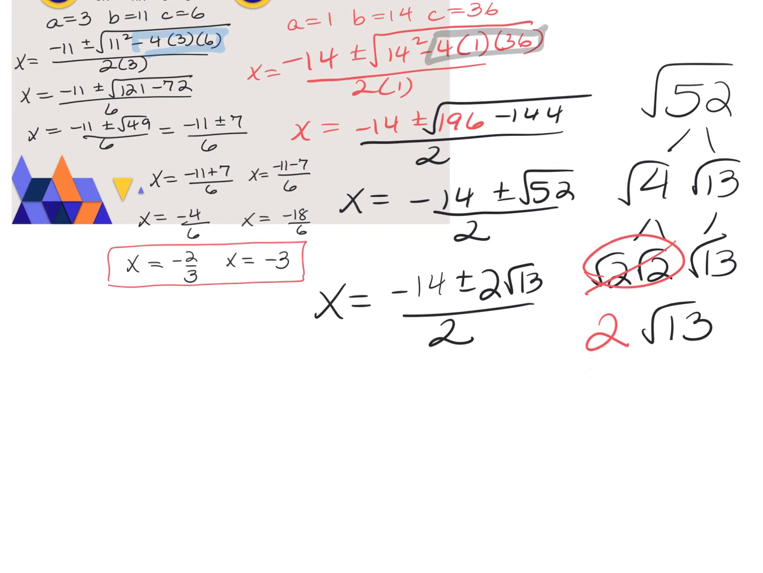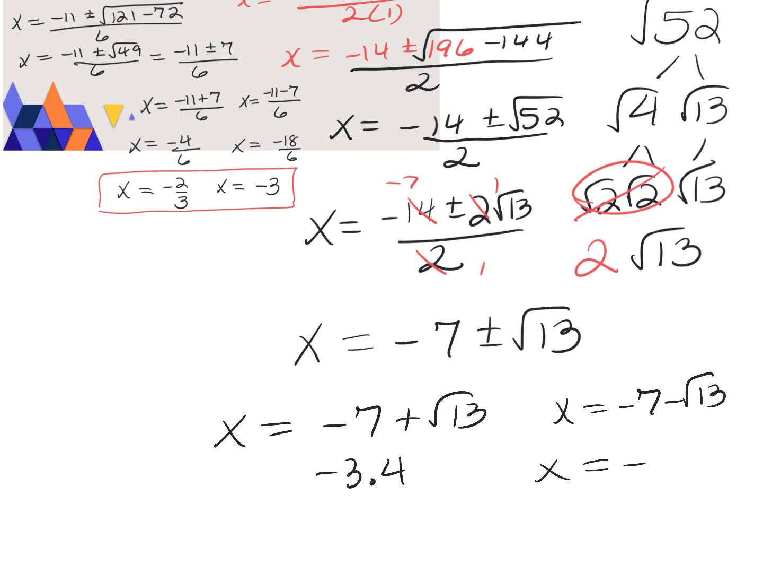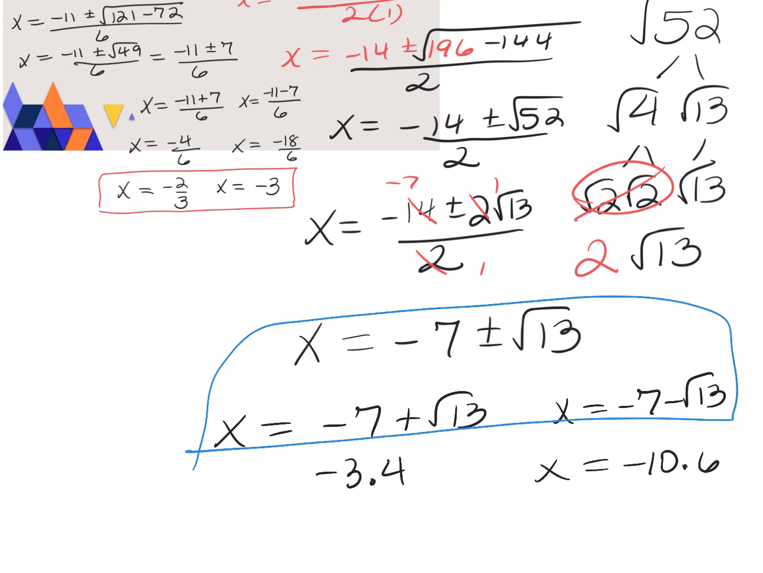And now I got to simplify. So I can divide all these by 2. And now in simplest radical form, it's negative 7 plus or minus the square root of 13. This could be how you would leave your answer on the quiz. But for tonight, you have to do negative 7 plus square root 13. Get that decimal. It's negative 3.4. And then do negative 7 minus the square root of 13. And that's negative 10.6. So for the quiz, you would pick one of these. But for the homework, this is the answer.